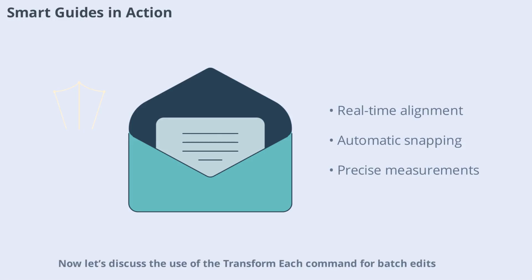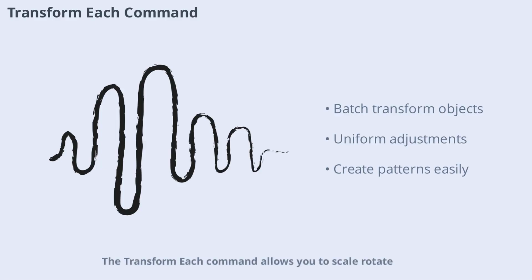Now, let's discuss the use of the transform each command for batch edits. Transform each command allows you to scale, rotate, or move multiple objects individually but simultaneously. This is ideal for creating patterns, distributing elements, or making uniform adjustments across a group. You can set specific values for each transformation, ensuring consistency. Transform each is a huge time saver for repetitive edits and creative arrangements.